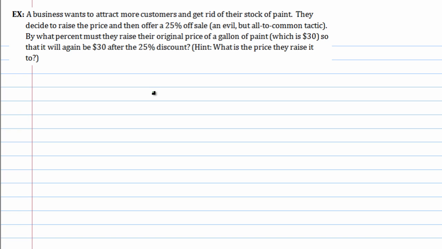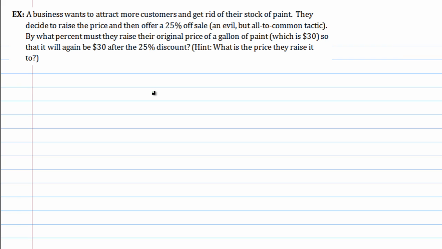So by what percent must they raise their original price of a gallon of paint, which is $30, so that it will again be $30 after the 25% discount? In other words, they originally have a $30 price tag on that paint, and they're going to increase it by a certain percentage, and then a couple days later say, hey, we'll give you 25% off of that, and actually sell it for $30, which was their original pricing. And then I have a little hint here. What's the price they raise it to?